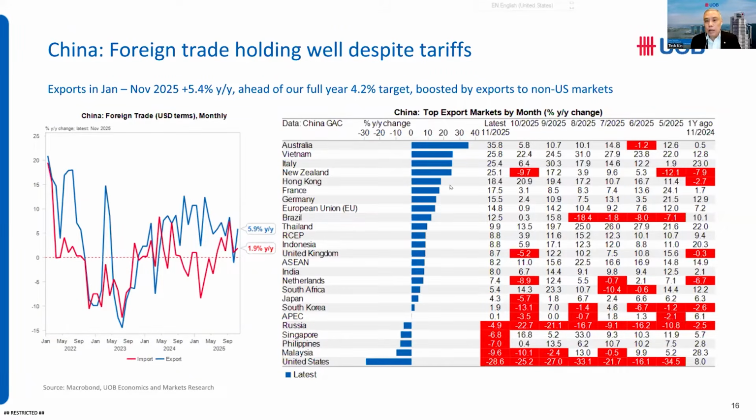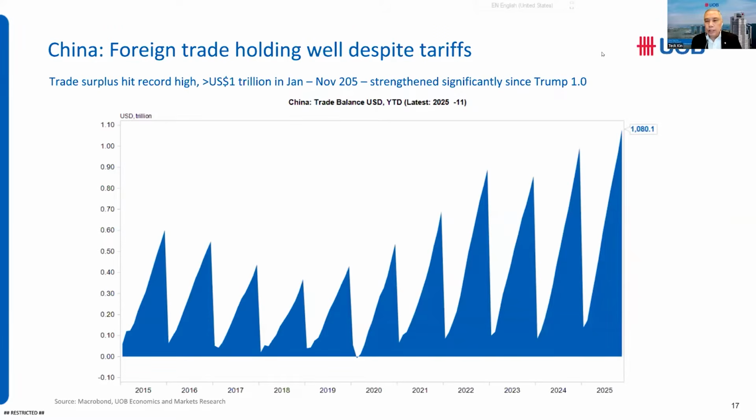But non-US markets, take a look at all these non-US markets, all the white background numbers are generally quite good. Let's just pick an example. For example, Southeast Asia, ASEAN, every month either double digit or high single digit, right? So exports to ASEAN and other non-US markets have been performing quite well. So that explains why China racked up over 1 trillion, a record high trade surplus, in the first 11 months of 2025.